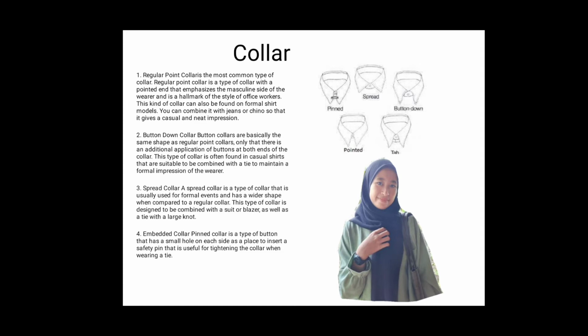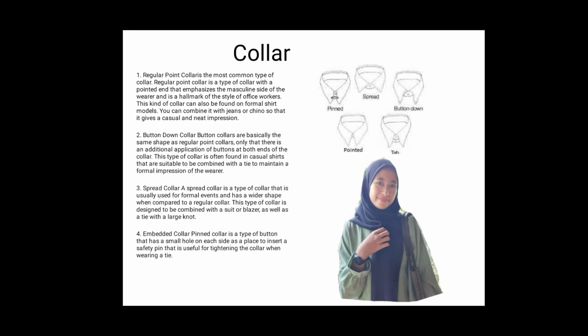The second, button-down collar. Button-down collar is basically the same shape as a regular point collar, only that there are additional buttons at both ends of the collar. This type of collar is often found in casual shirts that are suitable to be combined with a tie to maintain a formal impression of the wearer.